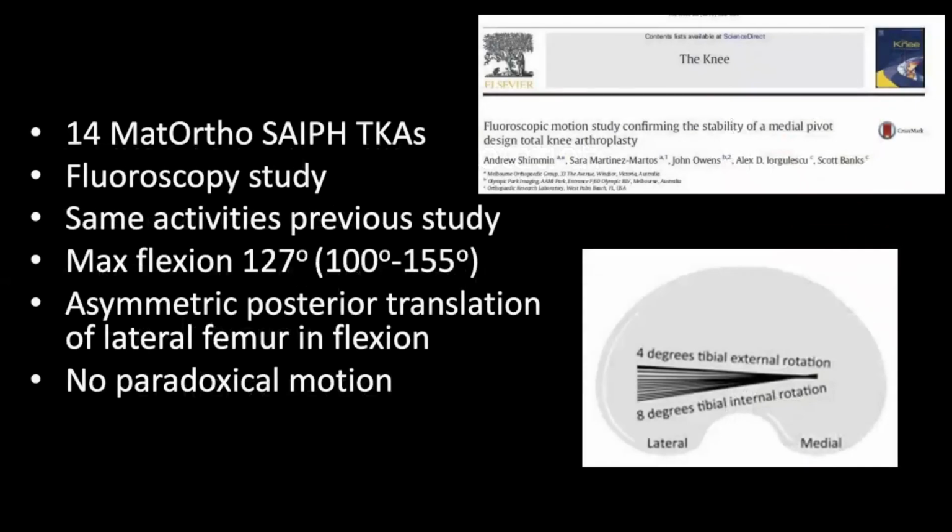So Shimon and coworkers performed a similar study on 14 Maxx Ortho total knee arthroplasties. This also used fluoroscopy, and they used the same activities as in Dr. Scott's study. They found an average maximum flexion of 127 degrees with a range of 100 degrees to 155 degrees. They also found asymmetric posterior translation of the lateral femur in flexion as we would expect, and they also found there was no paradoxical motion appreciated of the femur on the tibia.